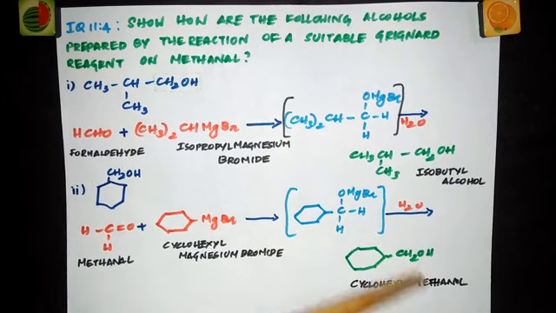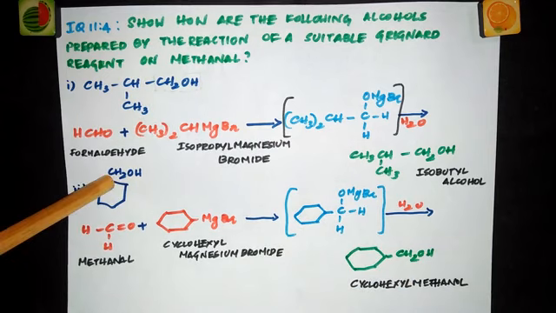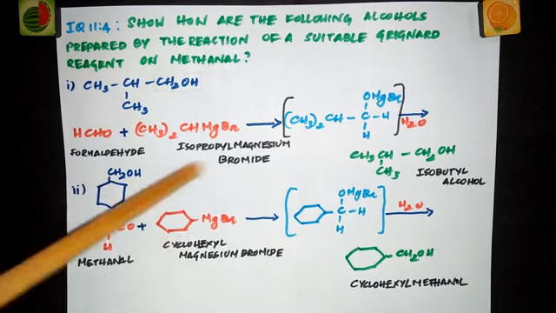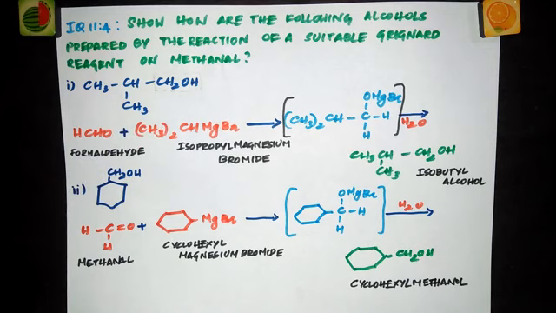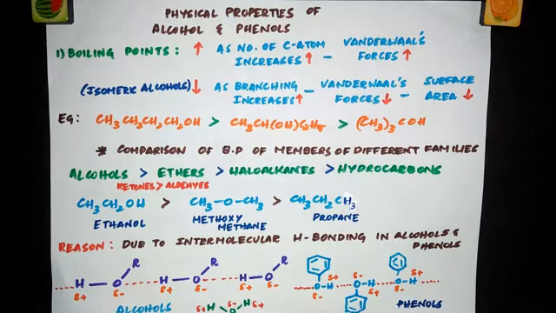One carbon atom, meth, and OH, ol. So methanol, cyclohexyl methanol is the product which is already given in the question. So you have found what Grignard reagent is suitable for preparing this product. Once you're clear with all the preparation methods of alcohols and phenols, then you can frame any kind of equations like this. Now let's move on to the physical properties of alcohols and phenols.